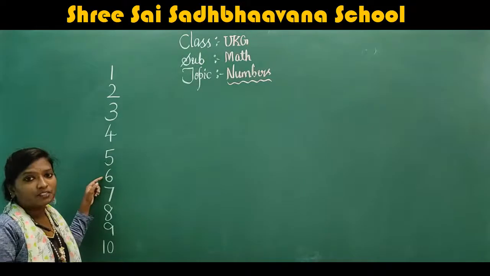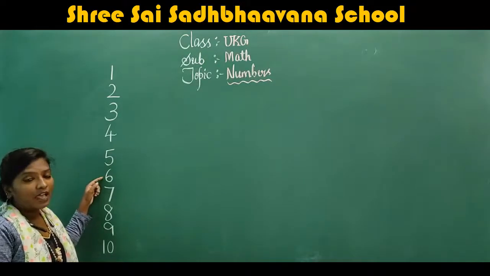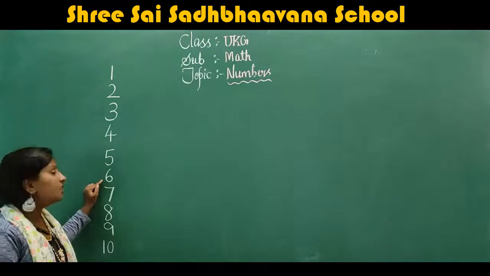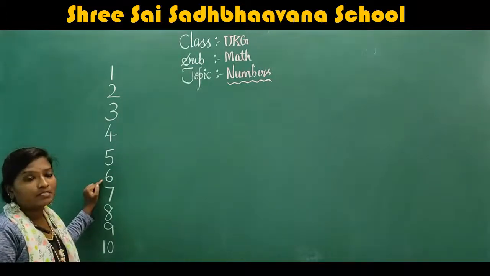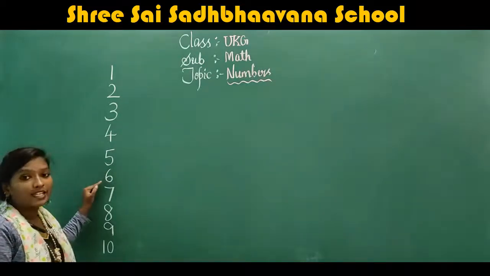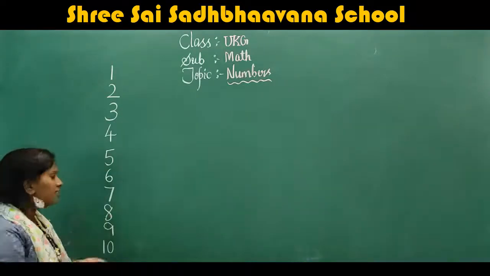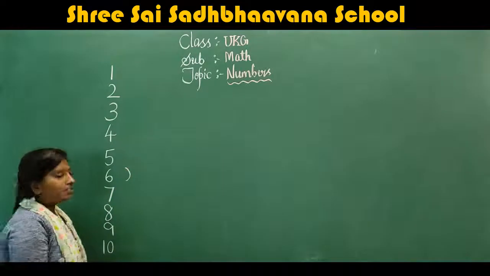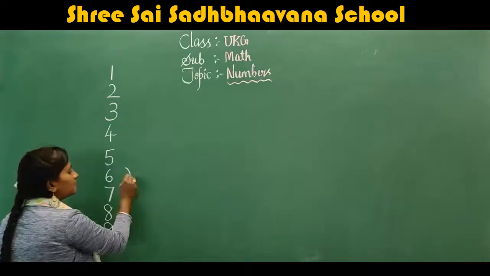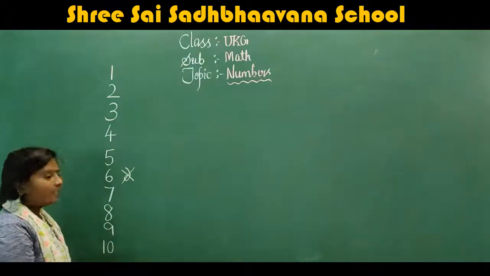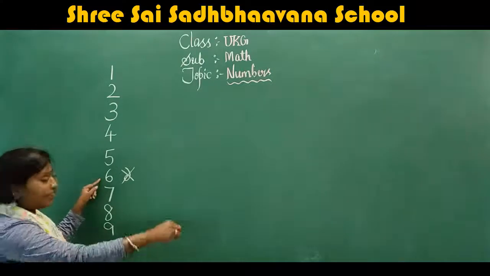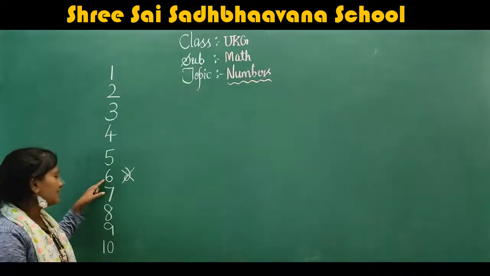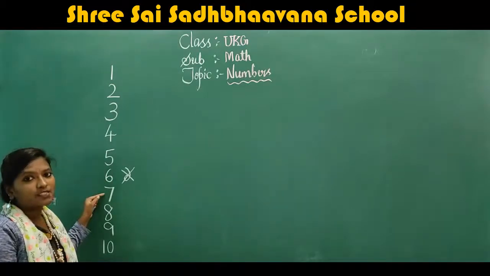After 5, which number will come? After 5, yes, number 6. Then how to write number 6? Yes, one right curve, not left curve, children. See here? Not left curve. This is wrong. Don't write like this. This is right curve and one circle. It's called number 6. And after 6, number 7.